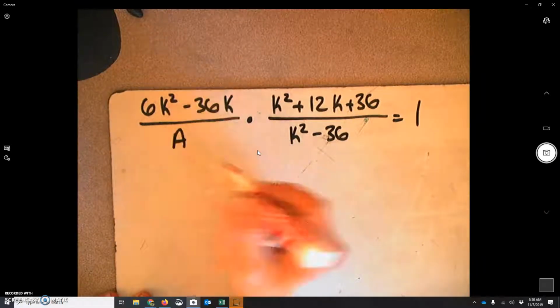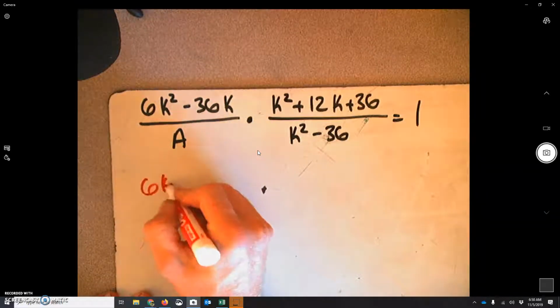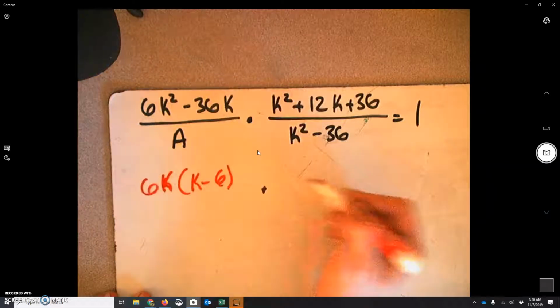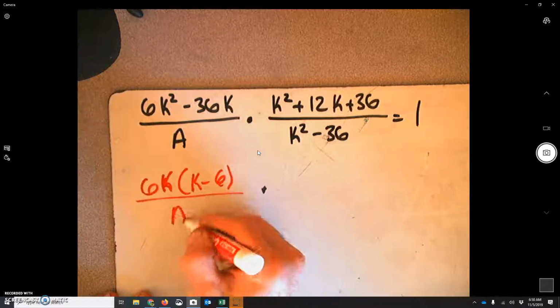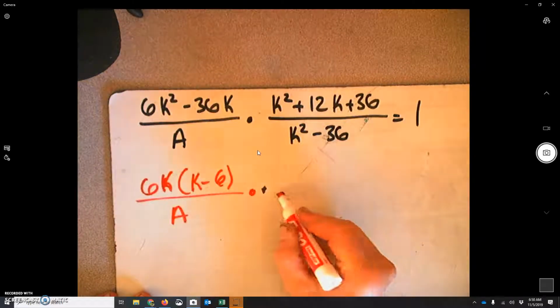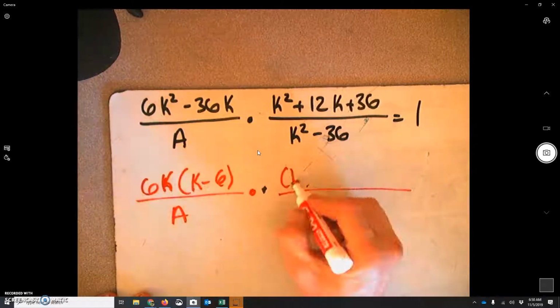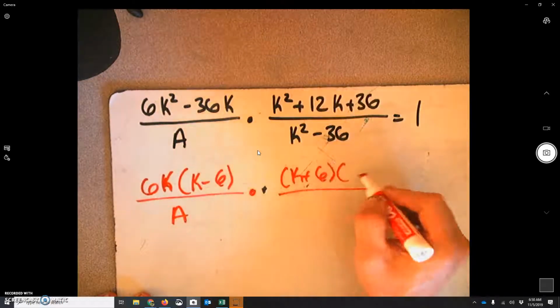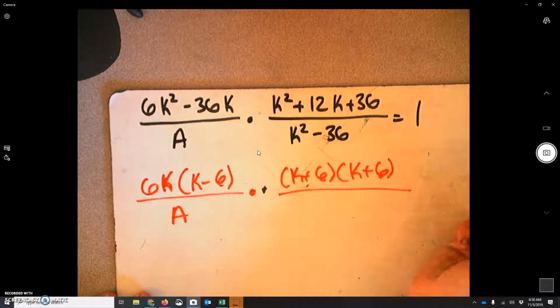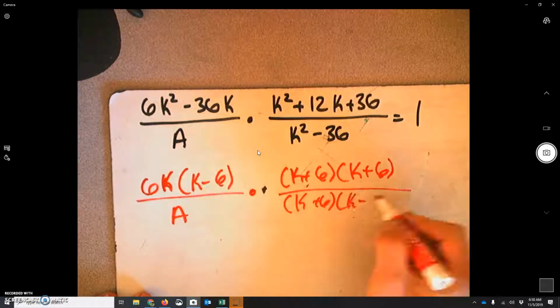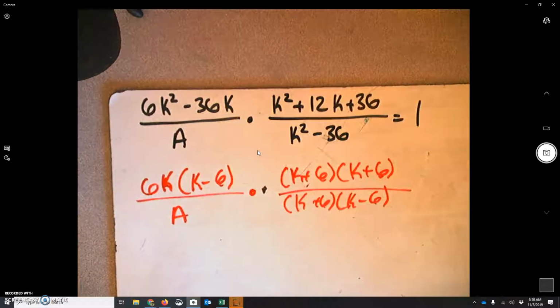So this one top left, we can pull out a 6k. K minus 6 left over, and we'll leave that over our original A, times K plus 6, and that's the difference of two squares, so K plus 6 times K minus 6. Now, equals 1.